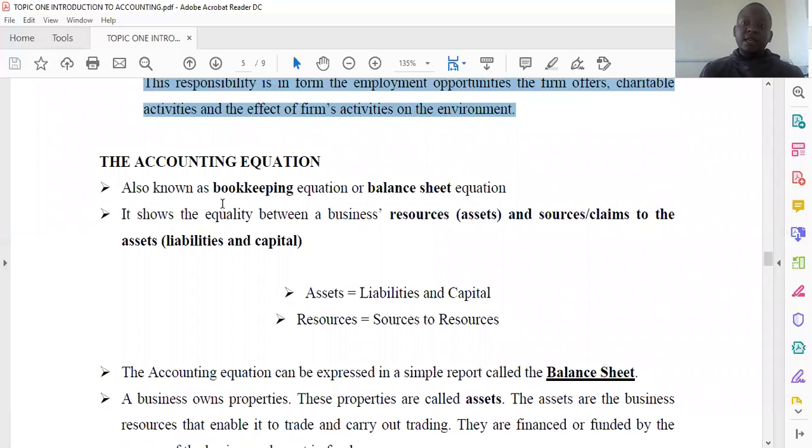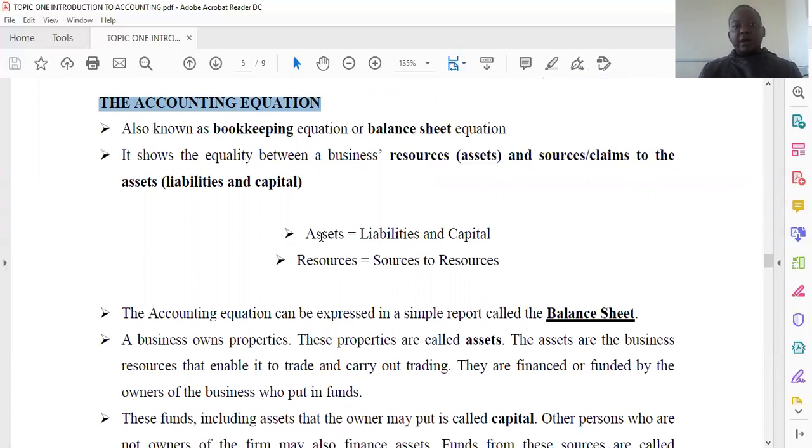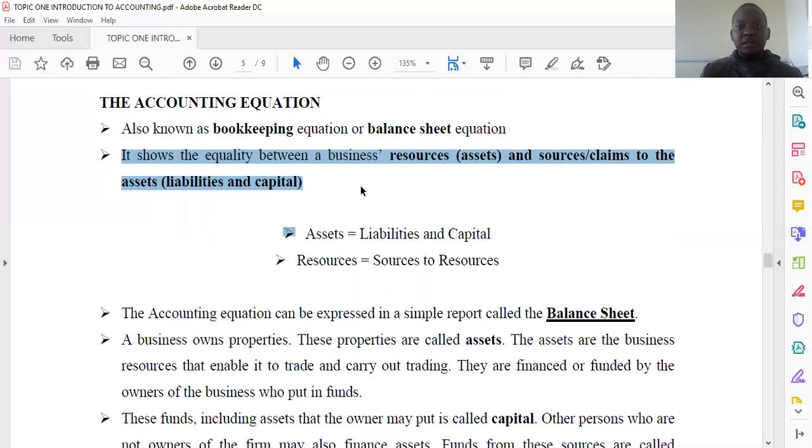Then next, we'll look at the final item in today's lesson, the accounting equation. The accounting equation is also known as the balance sheet equation or the bookkeeping equation. I know this is not the first time you've heard of this equation. It shows the equality between the assets of the business and the liabilities and capital. Or rather, it shows the equality between the resources of a business, which are the assets, and the sources or claims to the assets, that is the liabilities and capital.